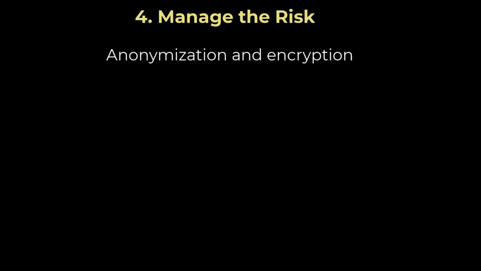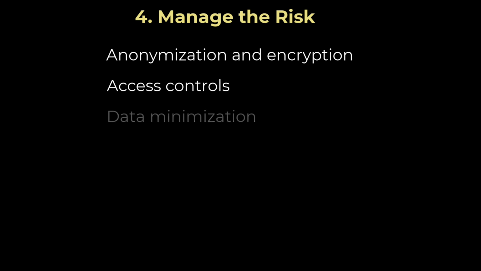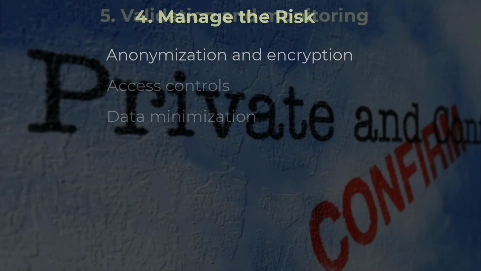Fourth, manage the risk. Once risks have been assessed, risk management strategies are implemented to address identified impacts. Various privacy supporting techniques are used to minimize risks, such as anonymization and encryption to protect sensitive data, access controls to limit who can view or modify information, including least privilege, need to know and separation of duties, and data minimization practices to collect only the necessary information.